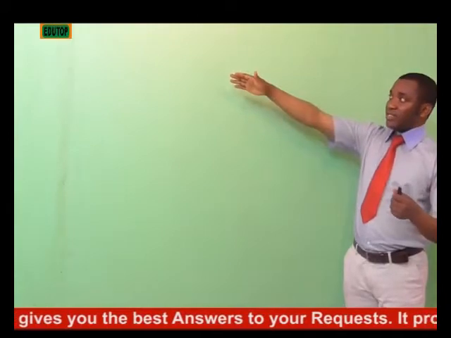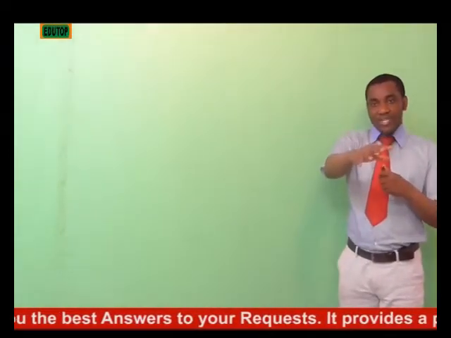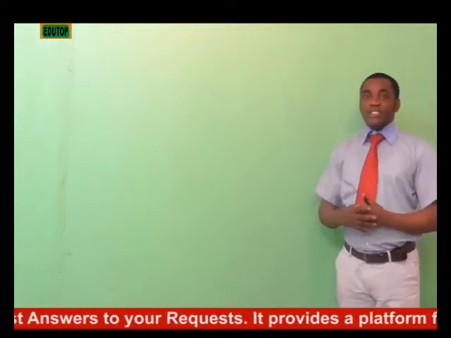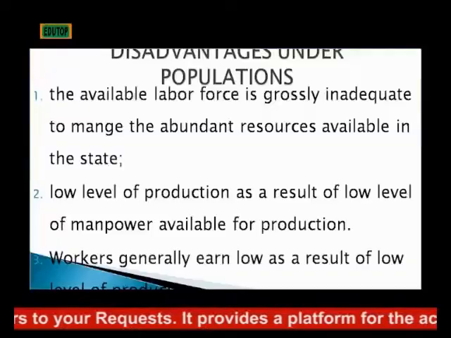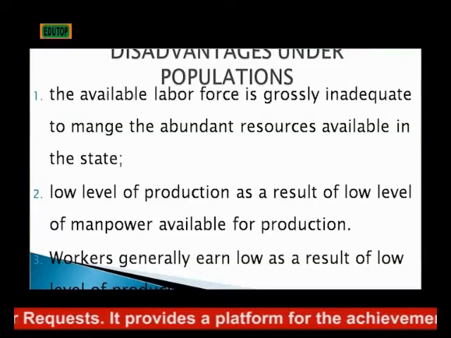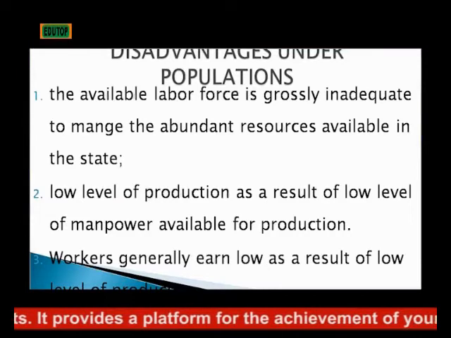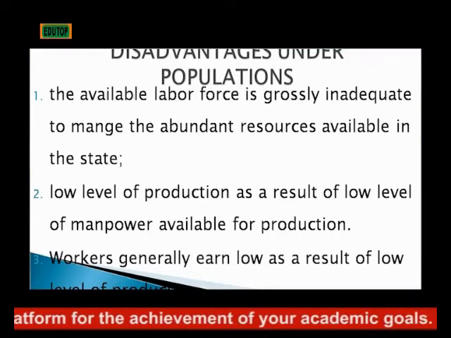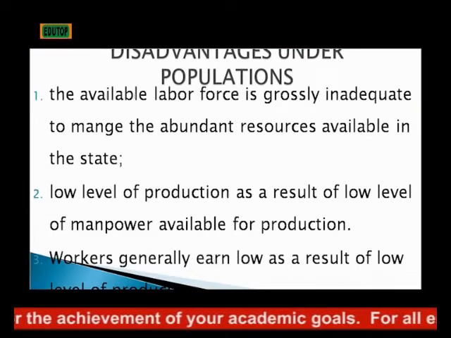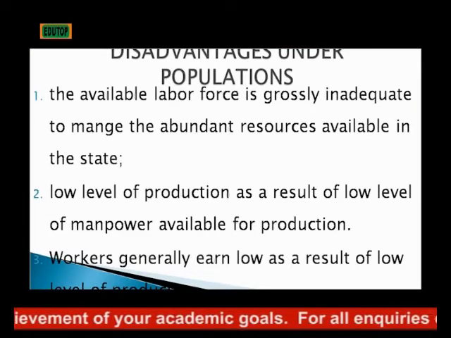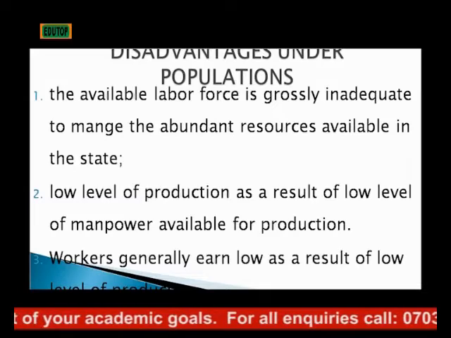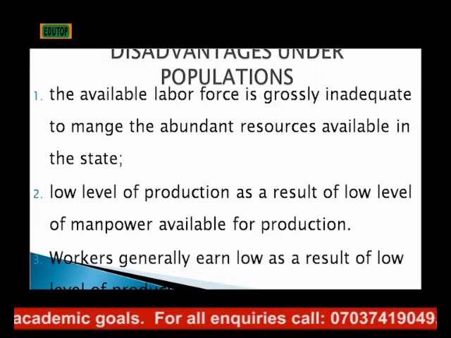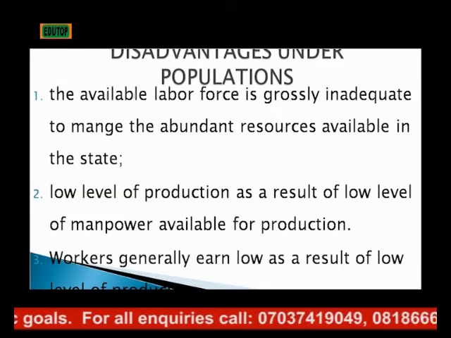Now, disadvantages. As it has its own advantages, there are other disadvantages as well. One, the available labor force is grossly inadequate to manage the abundant resources available in such environments, because the more people available, the more possibility of getting enough qualified hands to handle the resources.